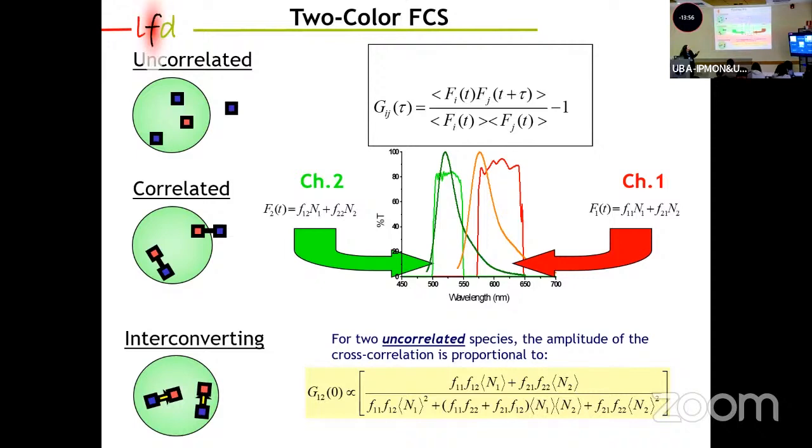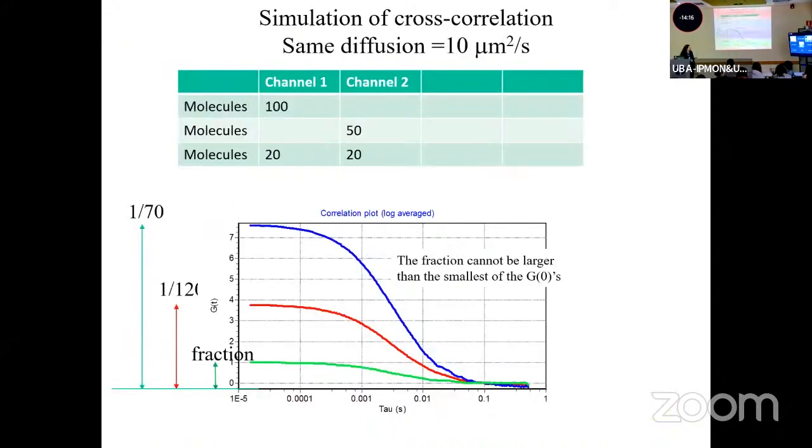For two-color FCS, if they're uncorrelated, they're not bound. Of course, if they're correlated, they're bound together. And then there are other processes that we're not going to talk about, called interconverting. This is the function to calculate the intensities as seen in channel 1 and the fluctuations as seen in channel 2. If we have 100 molecules in channel 1 and 50 molecules in channel 2, then, as I mentioned, the cross correlation will go down, right? It's the fractional contribution of channel 1 versus channel 2.